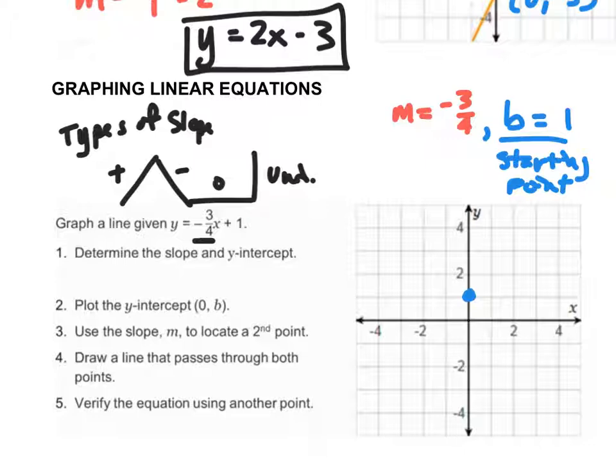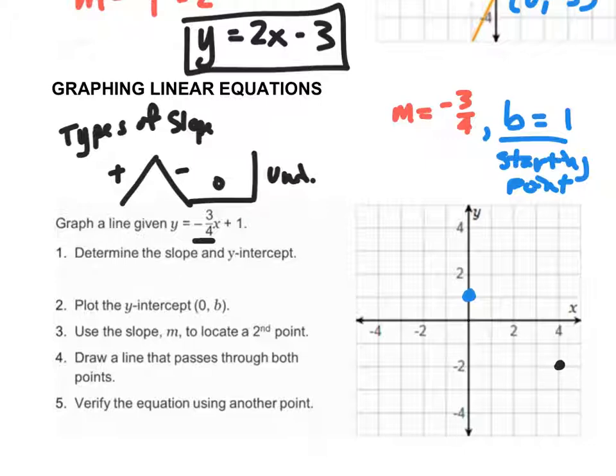So I'm going to start here at positive 1. My rise over run is 3 over 4. Because I have a negative slope, I'm going to be going in this direction. So I need to go down 3: 1, 2, 3, over 1, 2, 3, 4. And I'm going to plot a point on that graph.